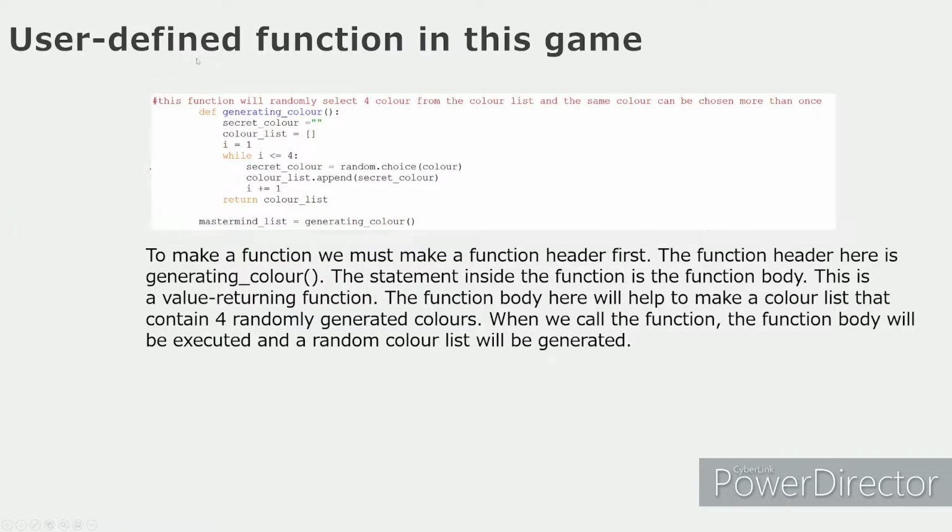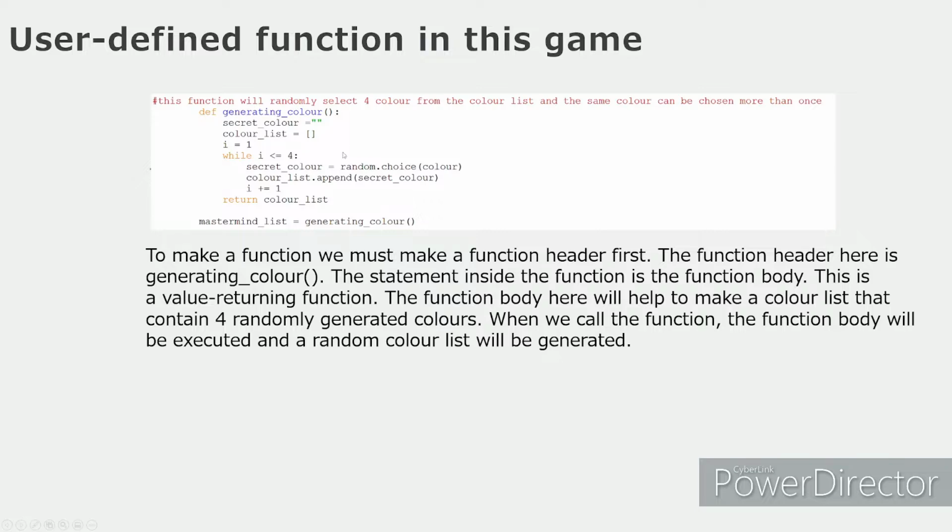After that, we talk about the user-defined function in this game. To make a function, we will make a function header first. The function header here is generating color, with brackets, and the statements inside the function are the function body. This is a value-returning function, and the function body here helps to make a color list that contains 4 randomly generated colors.